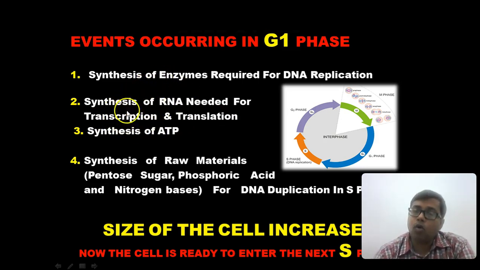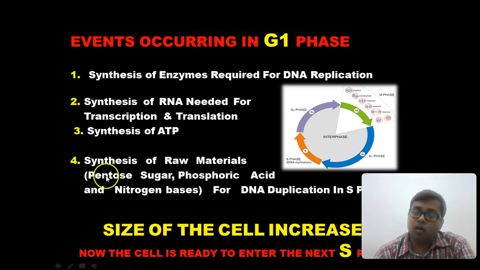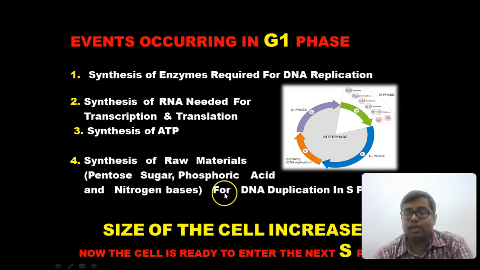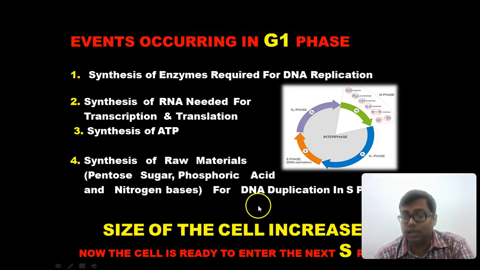To perform those events, a huge amount of ATP molecules are required. So synthesis of ATP molecules also occurs in this G1 or gap 1 phase, and synthesis of raw material for the DNA also occurs. What are those? Those are the pentose sugar, phosphoric acid, and the nitrogen bases. These are important raw materials for the DNA. After completing those events, the size of the cell increases, and finally the cell is ready to enter the next phase, that is S phase or synthesis phase.